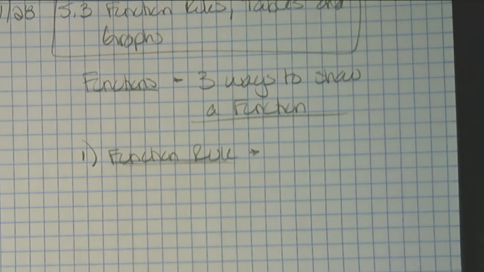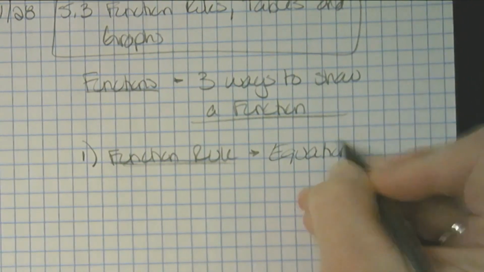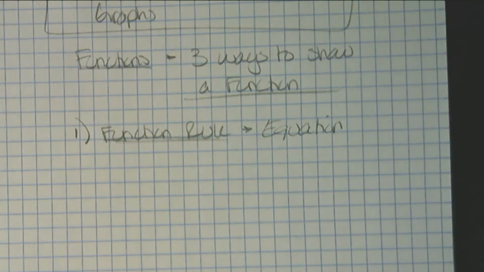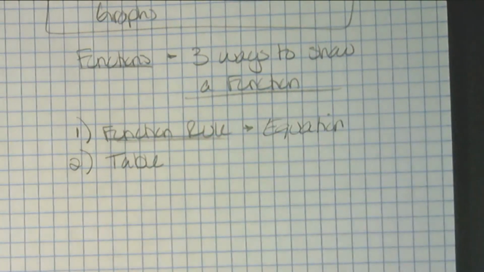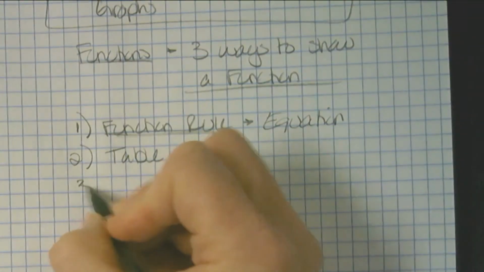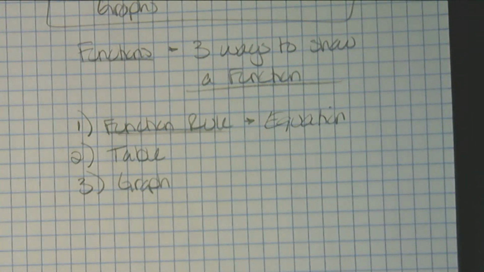What's another word for function rule? Ava? Yeah, it's an equation. That's the same thing as equation. So function rule just means an equation. And it's an equation showing what the rule is for a table, or what the pattern is, what the relationship is in the data. Alright, the second way that we can see a function is in a table. And the third way was a graph. We've already talked about these three ways. Alright, today we are going to be creating tables and then graphing them. So we're going to be using all three of these ways today.